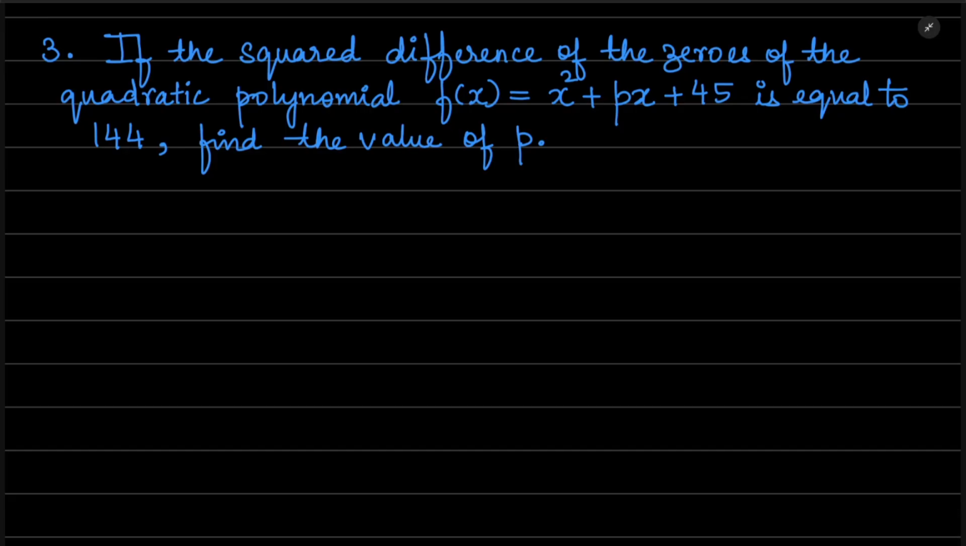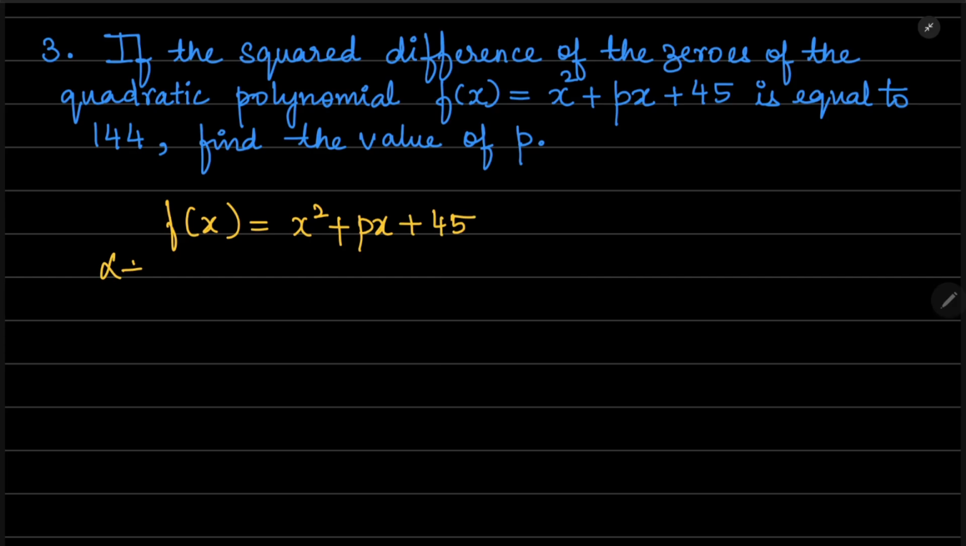If the square difference of the zeros of the quadratic polynomial f of x equal to x square plus px plus 45 is equal to 144, find p. Again, a very easy question. So what are you given? You are given your polynomial, f of x equal to x square plus px plus 45.